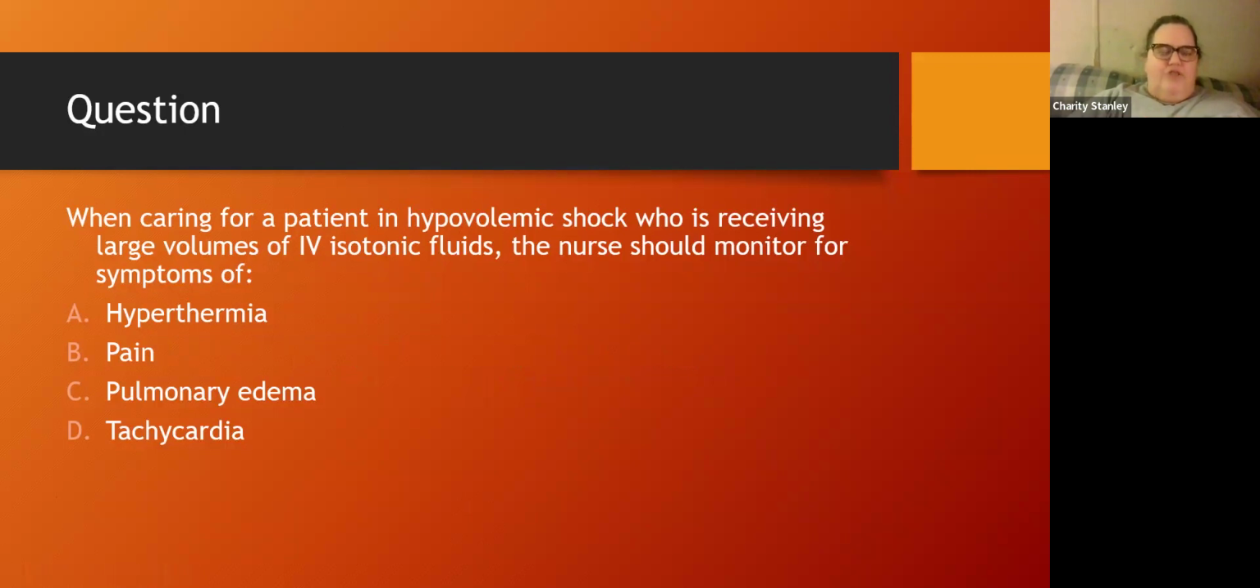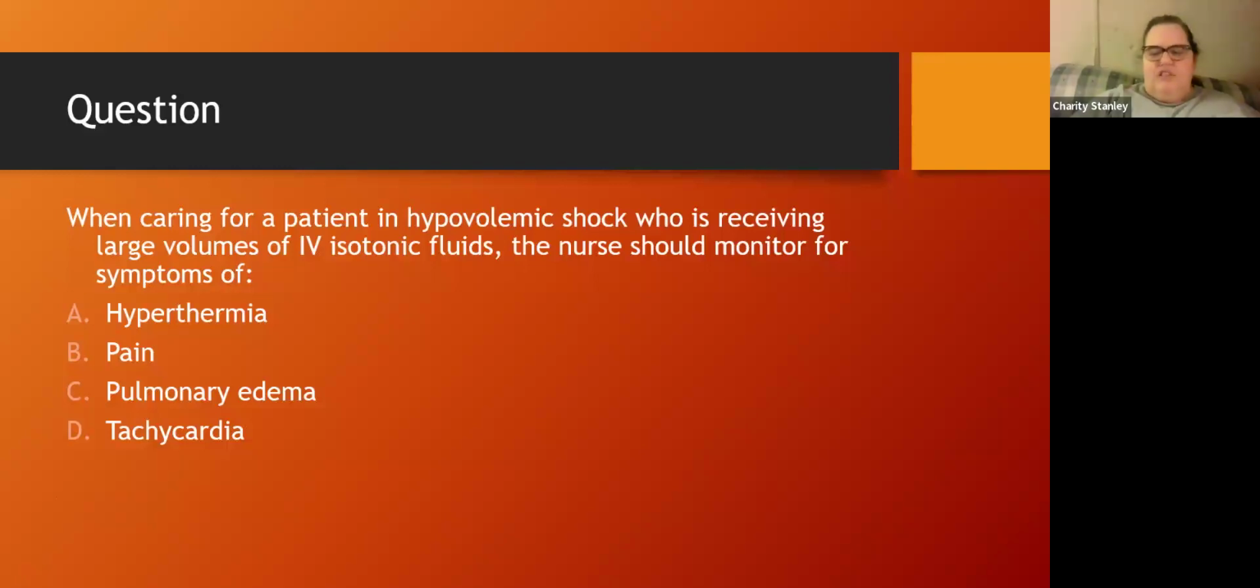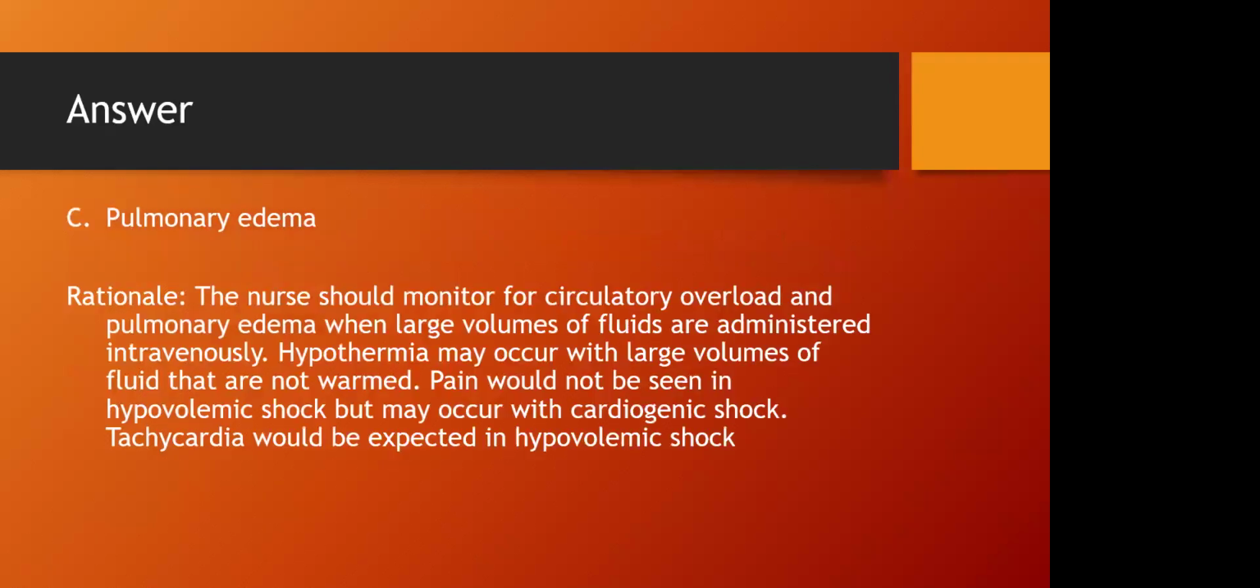Okay, so you're caring for a patient in hypovolemic shock who's getting tons of IV isotonic fluids, normal saline. Nurse should monitor for, which one is it? C, pulmonary edema. If you have signs of pulmonary edema, what do you do? Give them Lasix. Excellent.